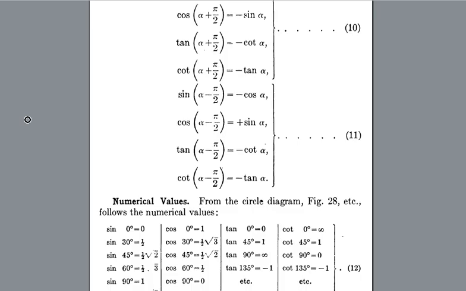The sine of alpha minus pi divided by 2 equals the negative cosine of alpha. The cosine of alpha minus pi divided by 2 equals the positive sine of alpha. The tangent of alpha minus pi divided by 2 equals the negative cotangent of alpha. The cotangent of alpha minus pi divided by 2 equals the negative tangent of alpha.